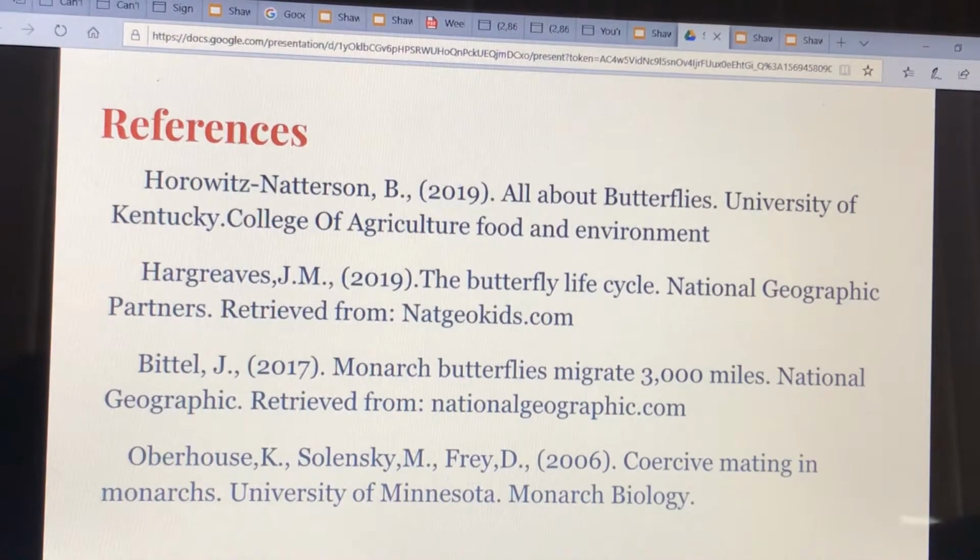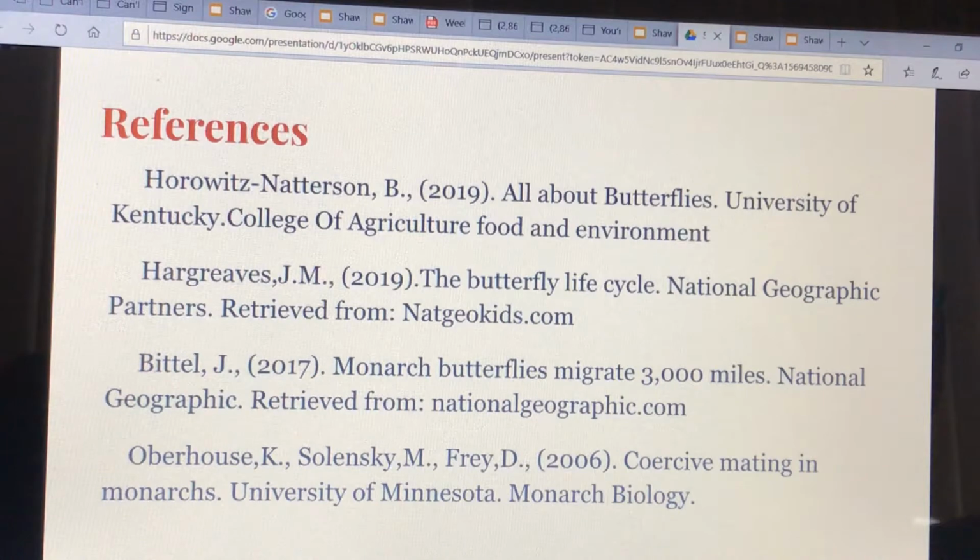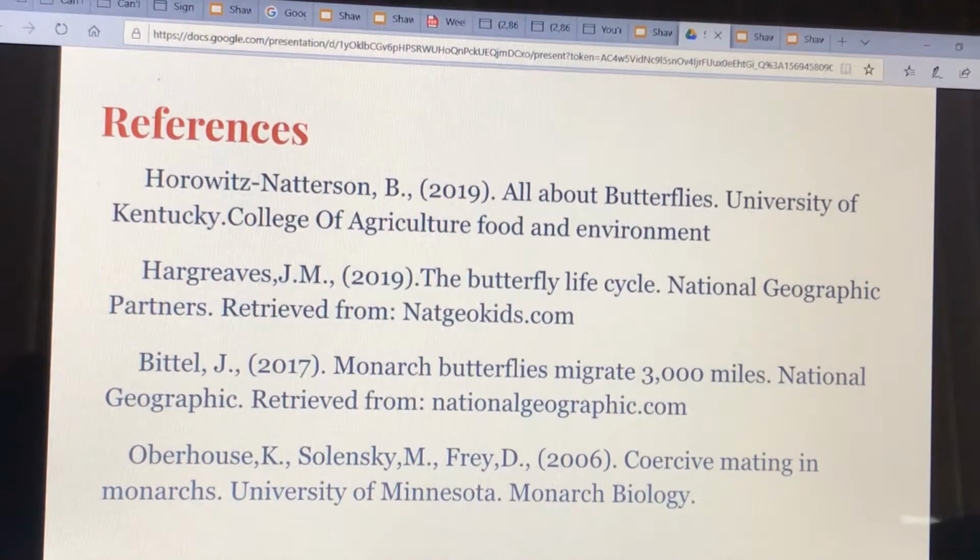So these are the references I used. I found the third one, J. Biddle, to be most useful only because I wanted to know more about the adult butterfly and what happens after they leave the pupa, expand their wings, and then what. And so that one with J. Biddle, that one told me more about the migration and their mating.